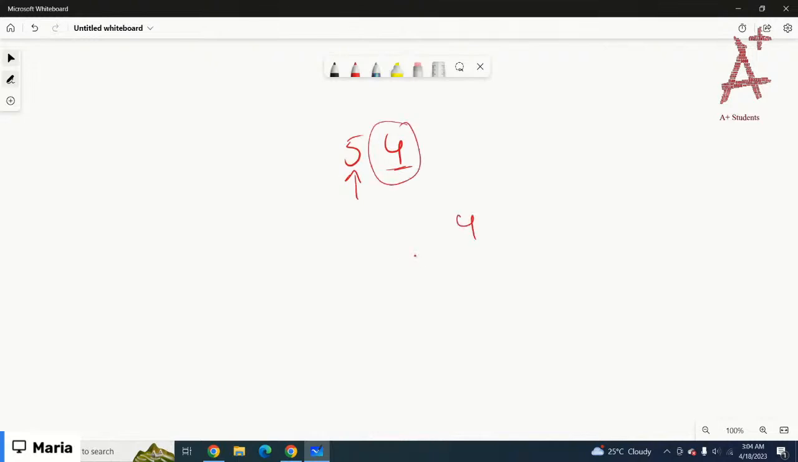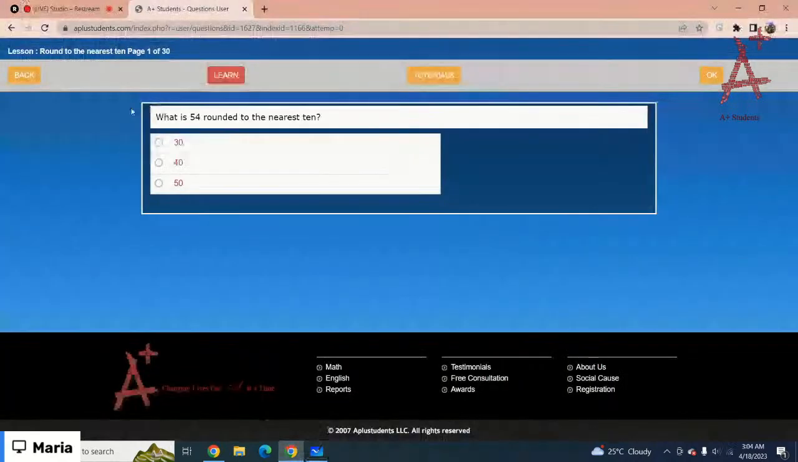Compare this digit to 5. Got it? 4 is greater than 5 or less than 5? 4 is less than 5. Because it is less than 5, you have to round down to the same ten. Write 5 as it is and replace the other digit with 0. So 54 is rounded off to 50. Got it? So the correct option is 50.